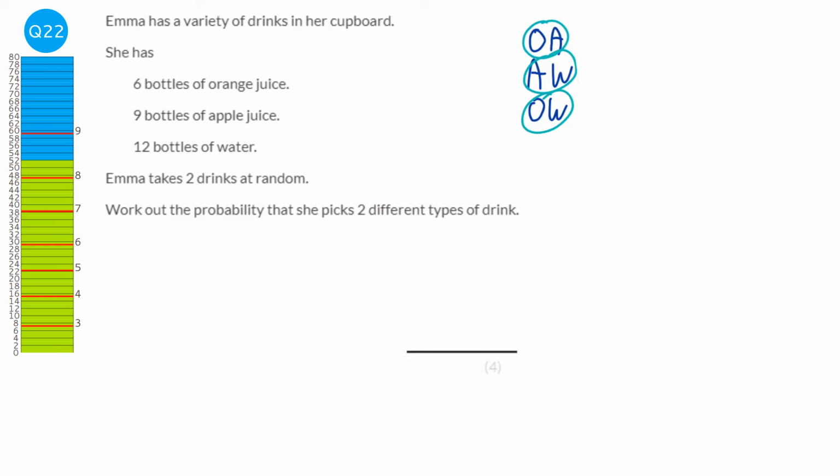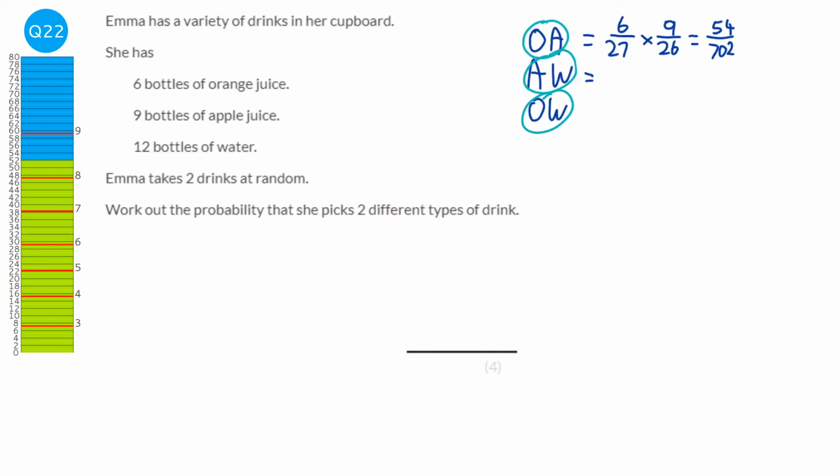To work out the probability of O and then A, so orange juice then apple juice, we work out the probability of picking orange juice first of all is 6 over 27. And then if we picked an orange juice, the probability of picking an apple juice would be 9 over 26. And so that would be 54 over 702.